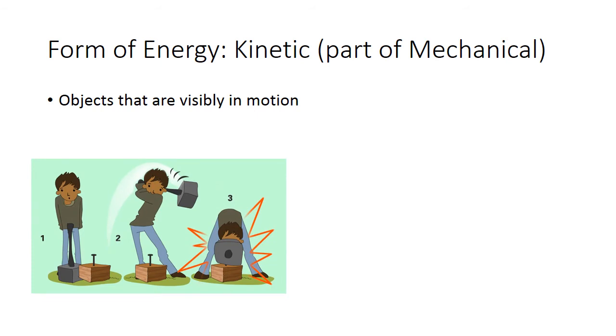We're talking about a bunch of mechanical type energies. The first one is kinetic. Those are objects that are visibly in motion. So you can see the kid there is swinging the hammer. When he swings the hammer, it is kinetic energy. It's not kinetic energy in picture 1. When he's picking it up, it's kinetic energy. When he's swinging it down, it's kinetic energy in 2 and 3.